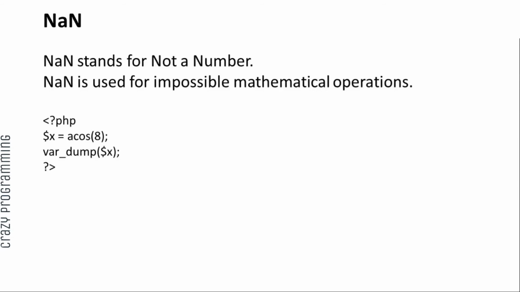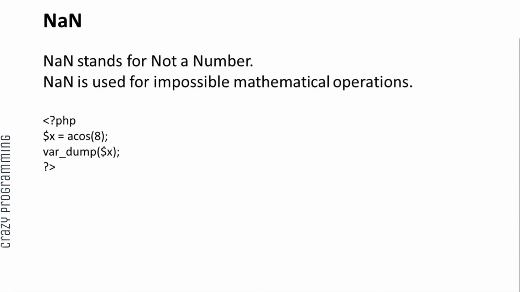And then it's time for NaN. So in your mind there is a question, what is NaN. NaN stands for not a number. Not a number is used for impossible mathematical operations. With this you can understand what NaN is and what the use of NaN is in PHP.